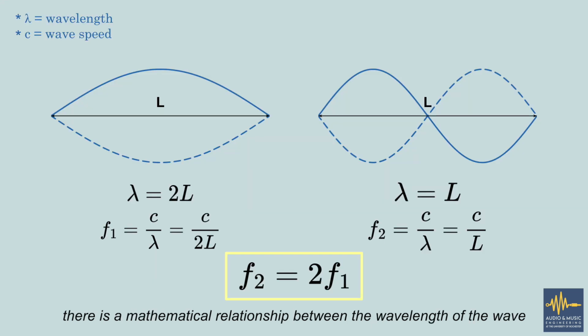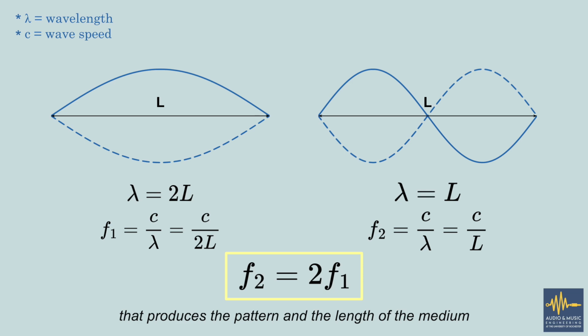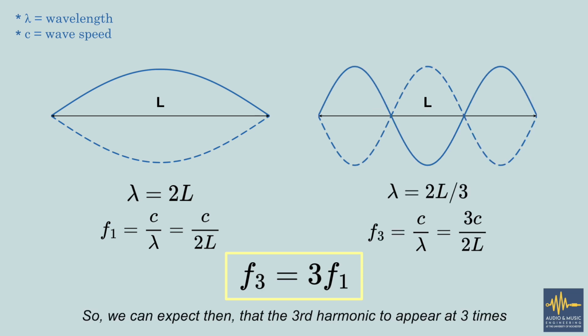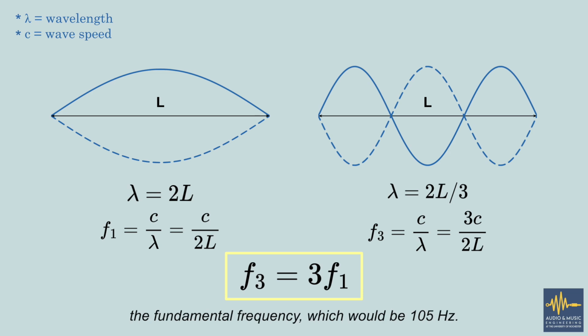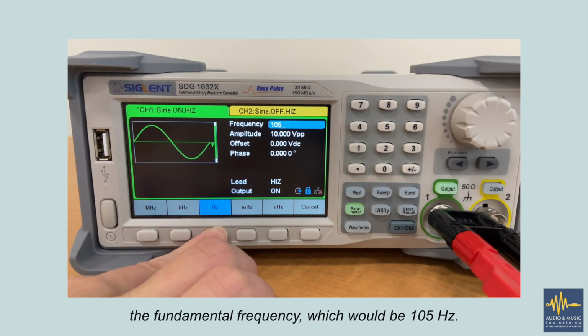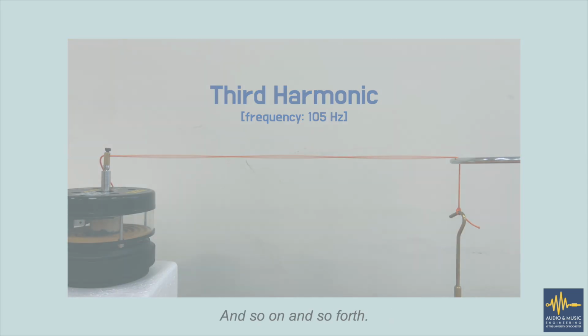This is because there is a mathematical relationship between the wavelength of the wave that produces the pattern and the length of the medium in which the pattern is displayed. So we can expect then that the third harmonic to appear at 3 times the fundamental frequency, which would be 105 Hz, and so on and so forth.